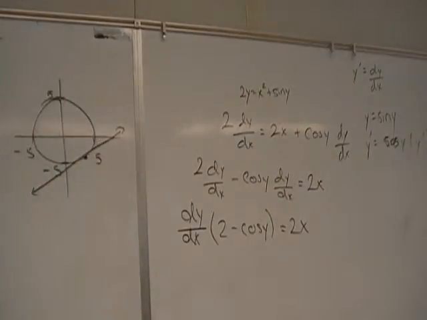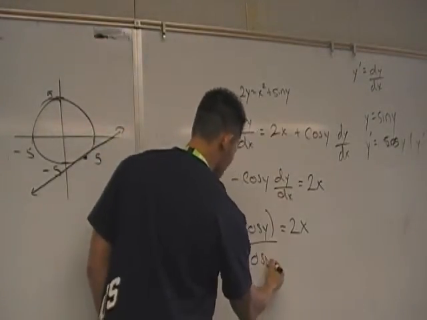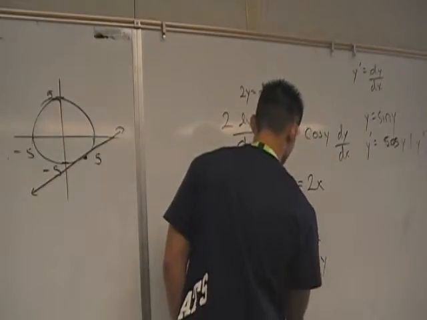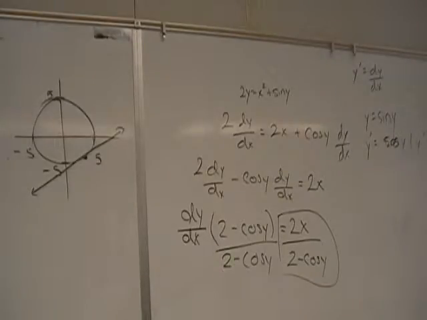Alright. And then divide both sides by 2 minus cosine y. There's your answer. dy/dx equals 2x over 2 minus cosine y.